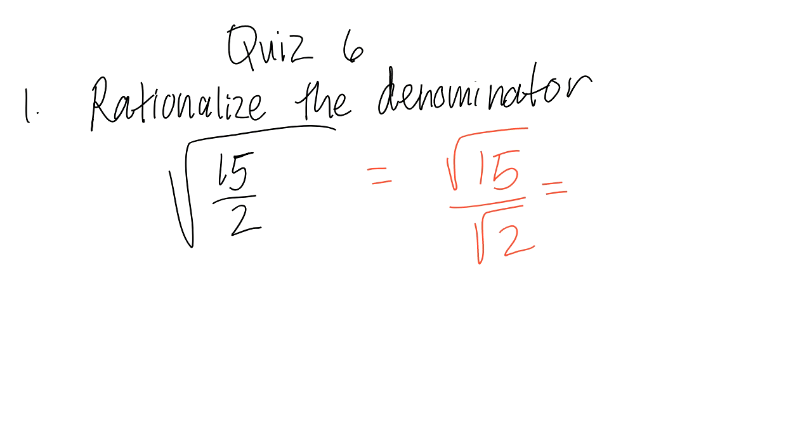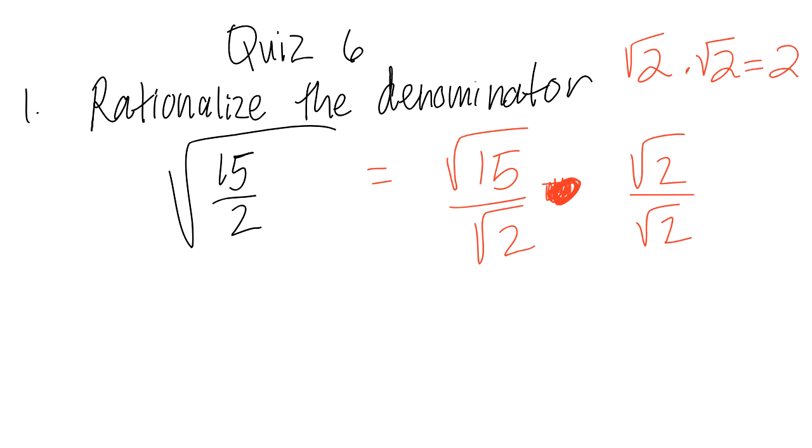And now I need to get rid of the radical, so I just multiply the top and the bottom by the radical, because the radical times itself is just that number that's inside. So radical 2 times radical 2 is 2. And now on the top, when I have radicals with the same indexes, I can just write it under the same one. And there's nothing I can break up.